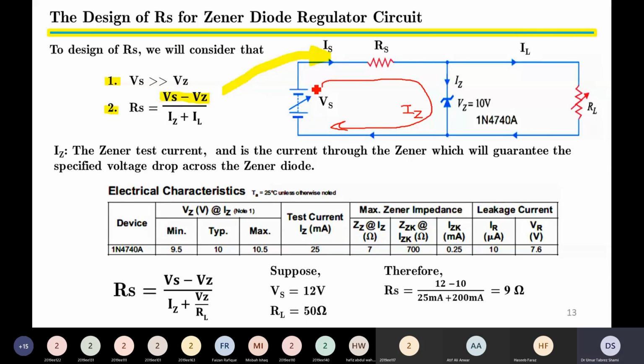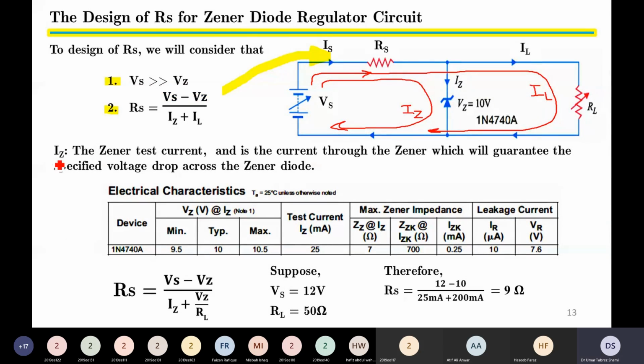The second current IL passes through the power supply, it passes through the resistance RS, then it passes through the load resistance. This is IL. So this shows that through RS there are two currents passing. One is the Zener current and the second is the load current. So we have to take both of these currents into account while designing RS. Hence our formula to determine RS includes Zener current and load current.